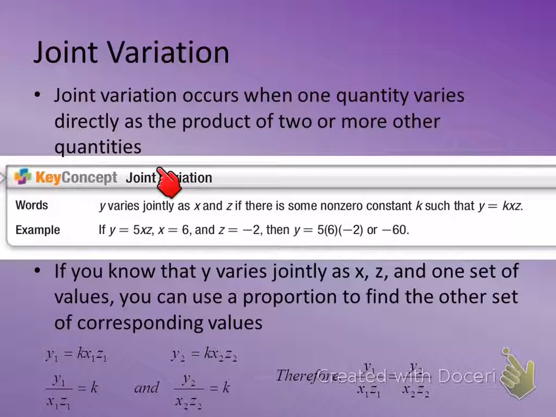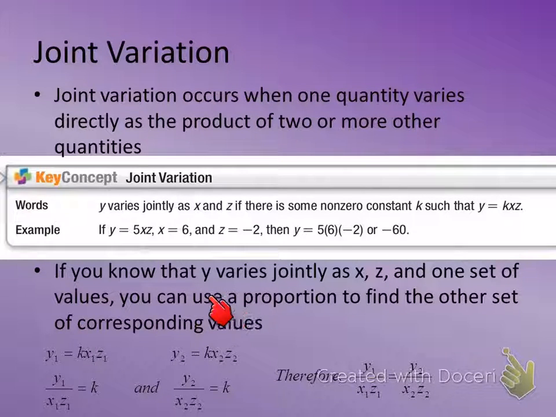If y varies directly as x, then y equals kx. But if y varies jointly as x and z, then it's just y equals kxz. So it's the exact same equation as the direct, except you have this extra variable of z in there.